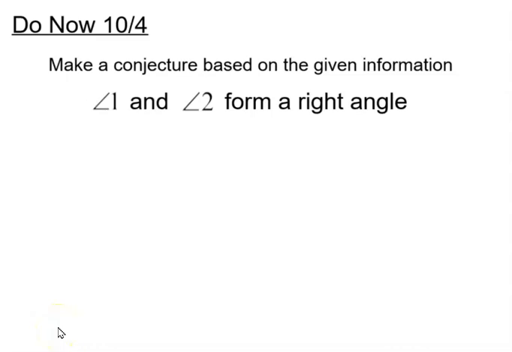Hey guys, as you can see on your screen, this is your do now for Friday 10-4. This should be the first do now in your new Unit 2 packet. Make a conjecture based on the given information. Angle 1 and angle 2 form a right angle. Remember, a conjecture requires a statement as well as a picture. Hit pause now and complete the do now.